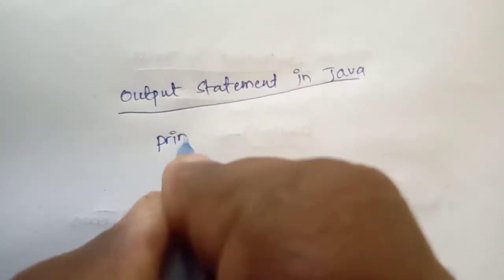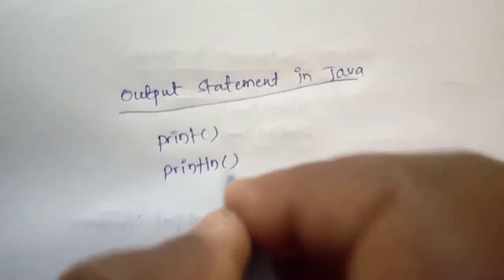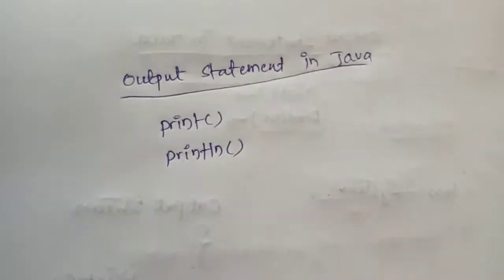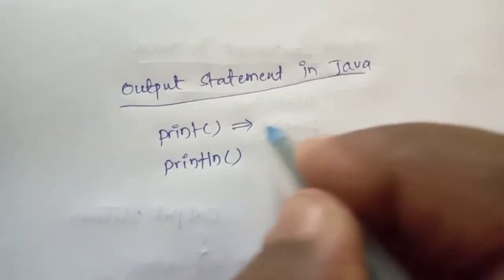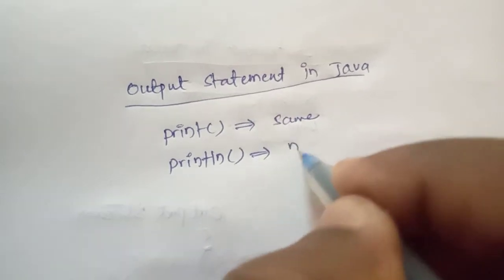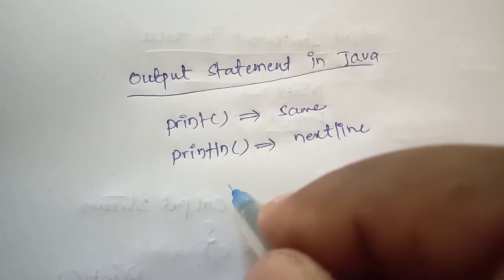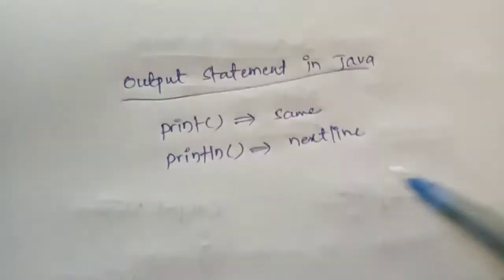Like C, print and println are the two methods used to print anything in Java. Print is used to print in the same line, whereas println is used to print the statement in the next line, like the slash n we use, println in Java.